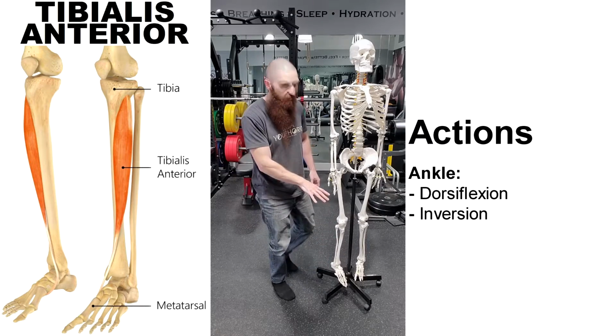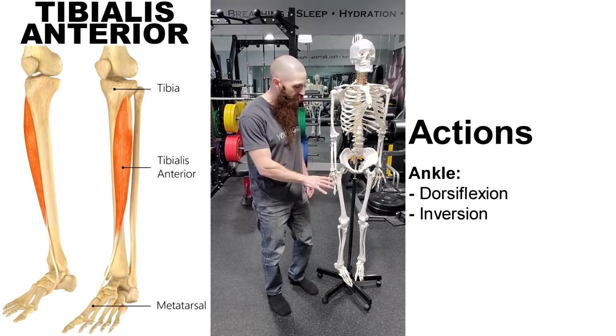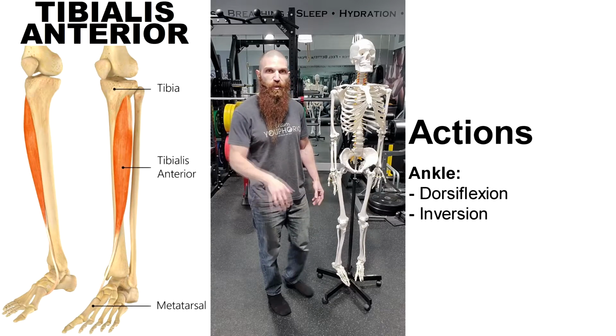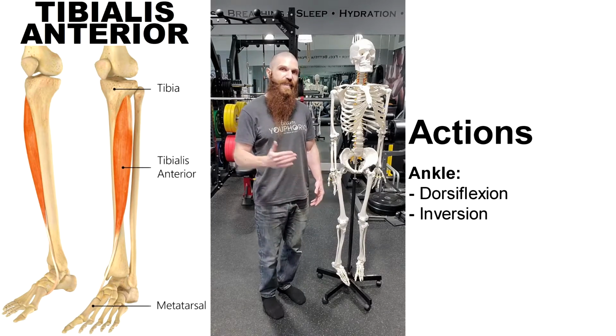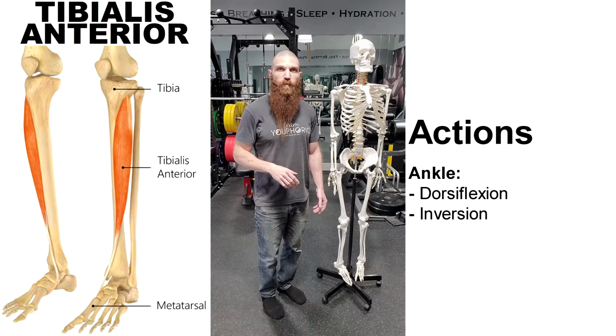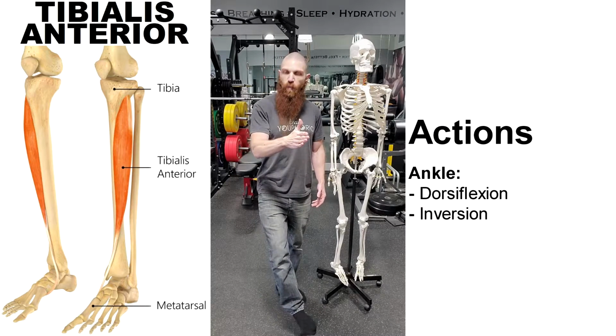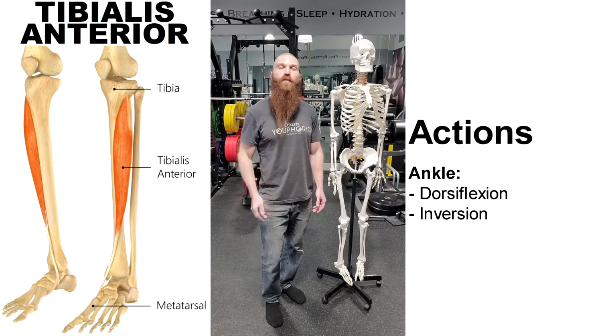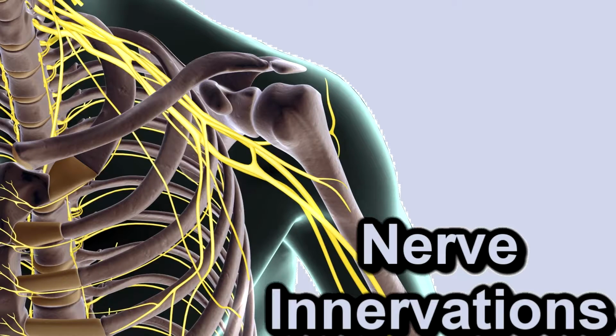And because it crosses the ankle, we know it has an action at the ankle. At the ankle, its main action is going to be dorsiflexion, or pointing the toes up toward the head, and as a secondary action, it's also going to be responsible for inversion, or bringing the sole of the foot in toward the midline. But those are the only actions for the anterior tibialis.